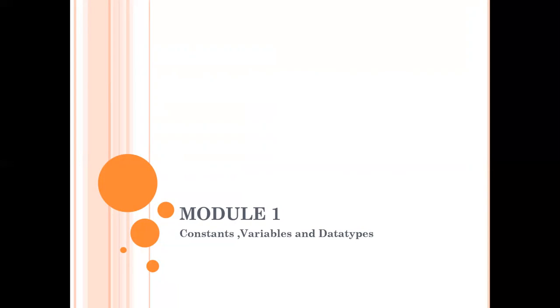Then we have also discussed the different types of data types: character, integer, floating point, double. What are variables, how to declare and initialize variables, what are symbolic constants, and how to make use of them in the program. So we have discussed all these points in today's class.